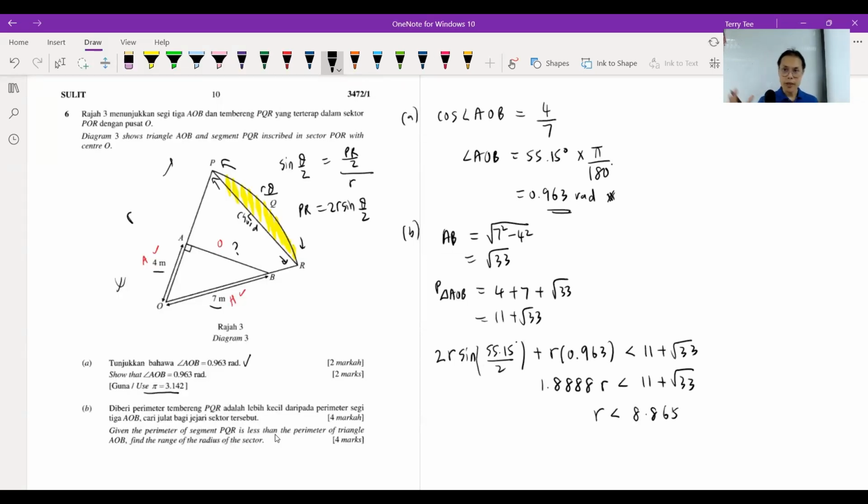Because you look at this and say, okay, my R is this. Okay, that's it. But take note, your radius R cannot be smaller than 7. So this is your R, radius. Yeah, jejari. It cannot be smaller than 7. It has to be more than 7, right? So since R is more than 7, therefore, or dengan itu, R is between 7 and 8.865. Your range of value or julat nilai for your jejari, you can use R or J, is between 7 and 8.865.